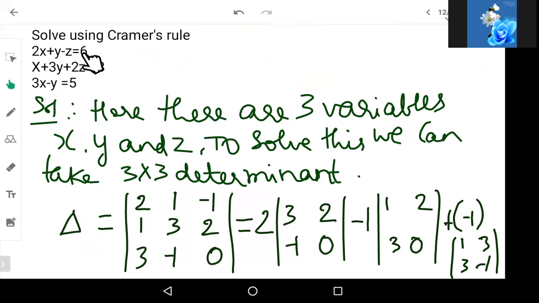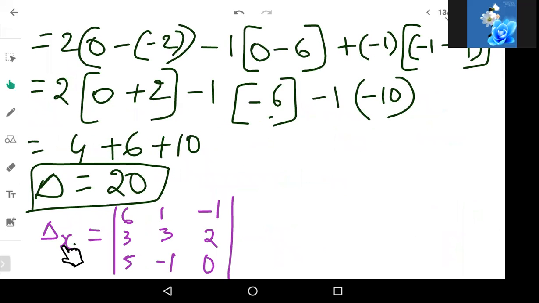So for delta x, you are going to change the first column to the constants, that is 6, 3, and 5. Now for delta y, you are going to change the second column to the constants. For delta z, you are going to change the third column to the constants. We will do it one by one so that you're not confused. So firstly, we are finding delta x. I have replaced the first column with the constants.